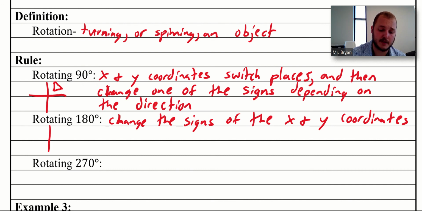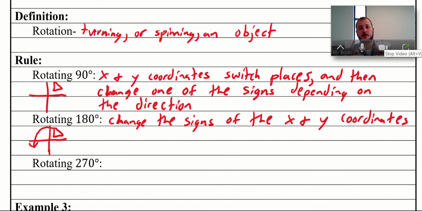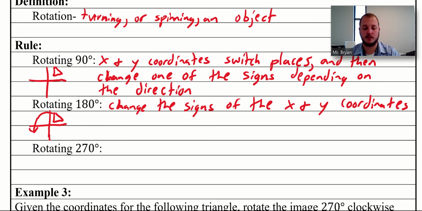So if we're using that same rule that we just did here, if I have this triangle and I rotate it 180 degrees, this would be 90, this would be 180. So the points aren't actually going to flip. They stay where they're at, except now, instead of both of them being positive, both of them are negative. Okay, that's the only thing that you need to do with rotating 180. And we'll practice that.